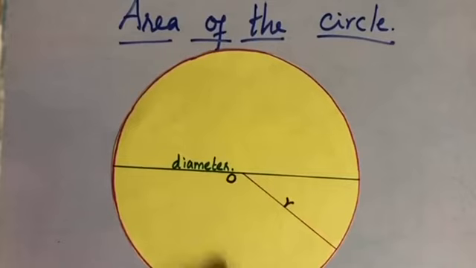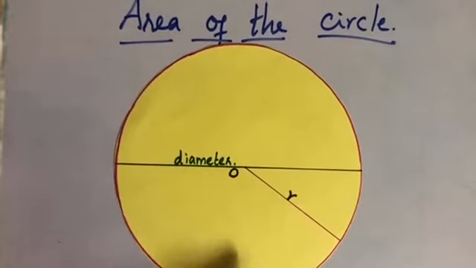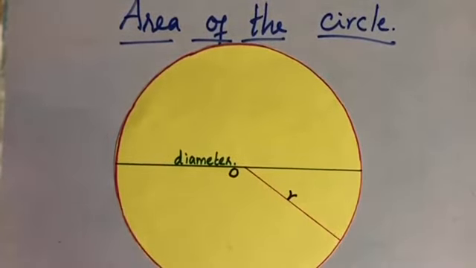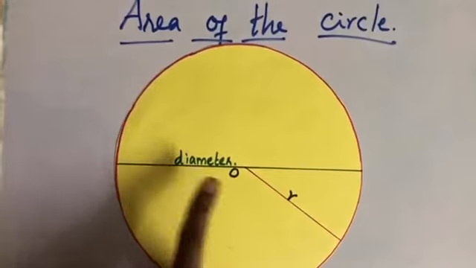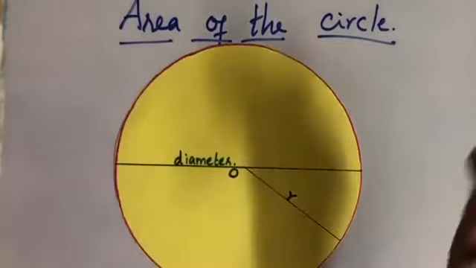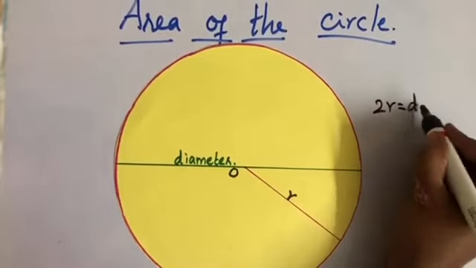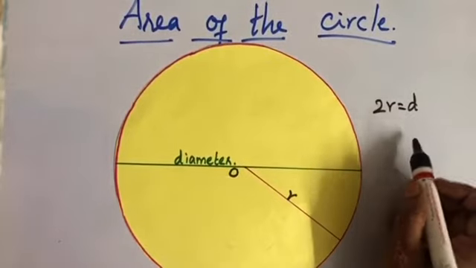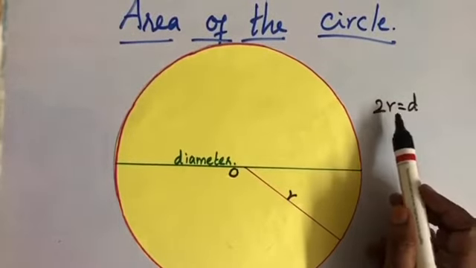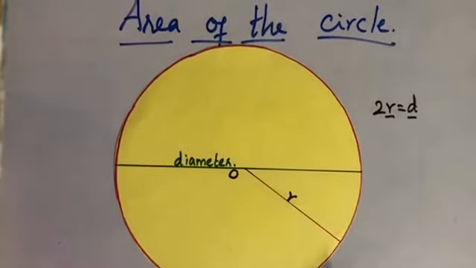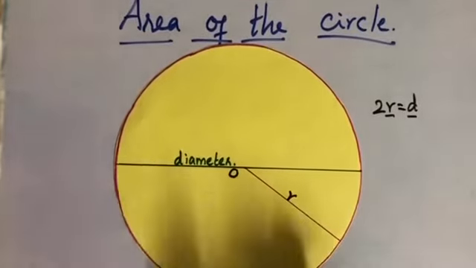Okay, so for any circle, if we know the radius, we can find the area and its circumference. You know, diameter is 2 times the radius. 2r is equal to d. d is the diameter and r is the radius. So 2r is equal to d. If we know the radius, we can find the diameter. If we know the diameter, then we can find the radius. If we have any one of these two values, we can find the circumference as well as the area.